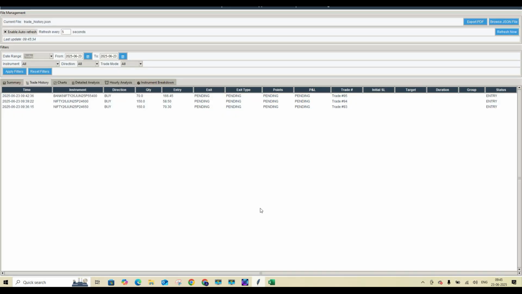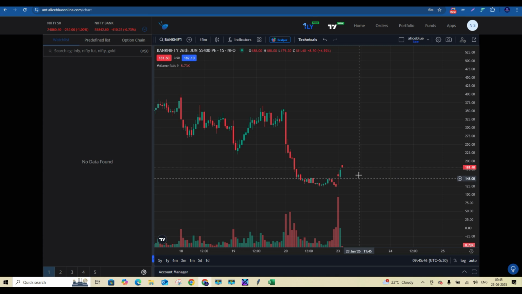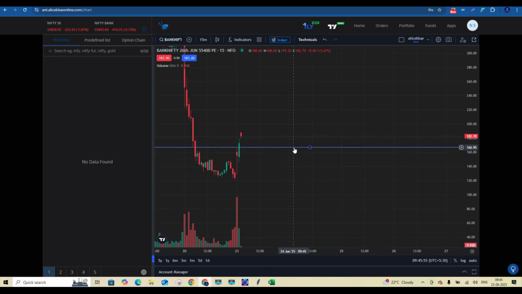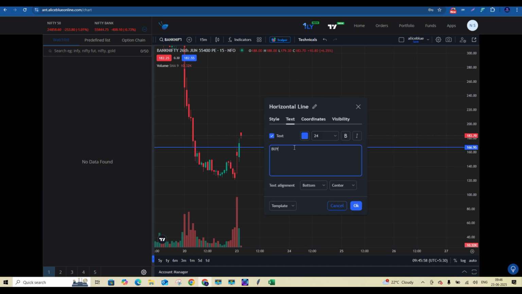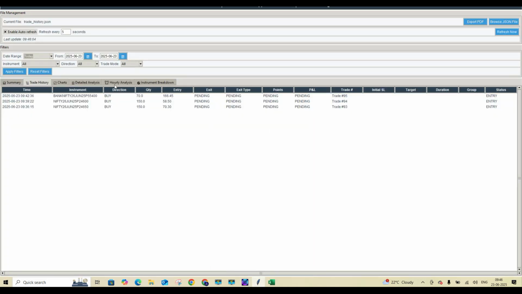Bank Nifty buy was generated at 166. That is 166, exactly here, and we'll just mark it as buy here also, and we'll wait for target or trailing stop loss. We'll just see here now, and in our trading analysis sheet you can see all are pending because just now it is the entry and we are waiting for the trades to complete.